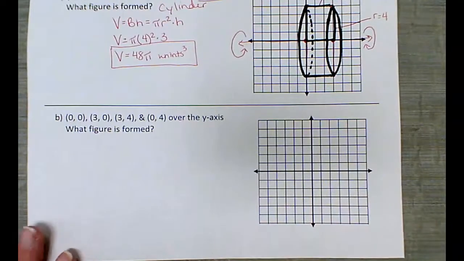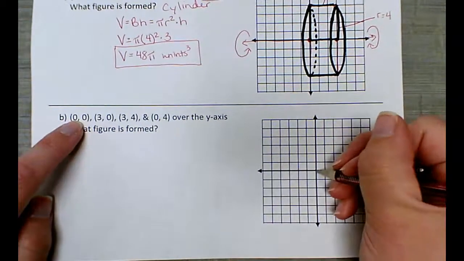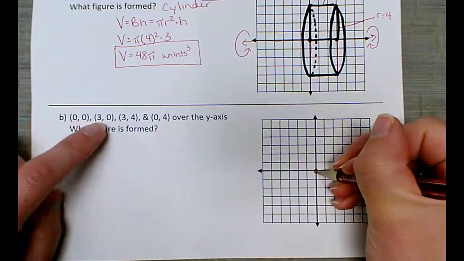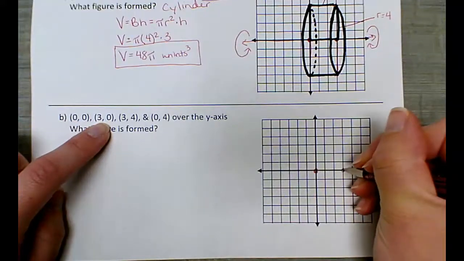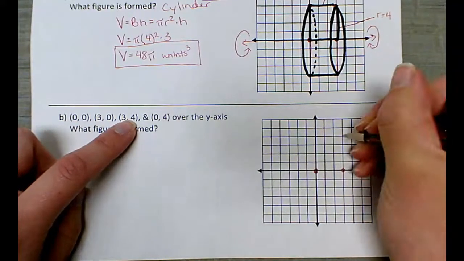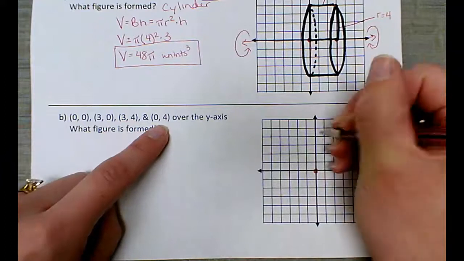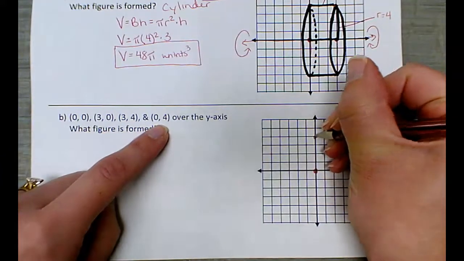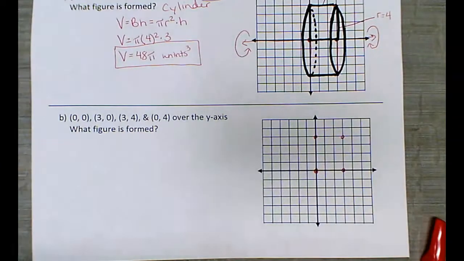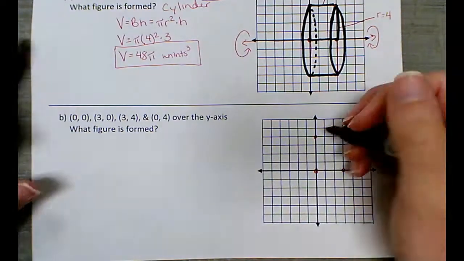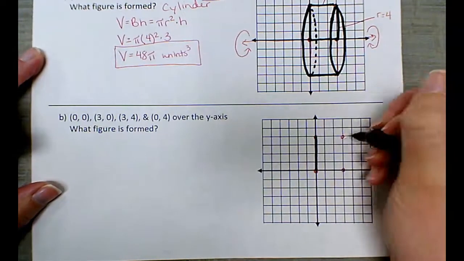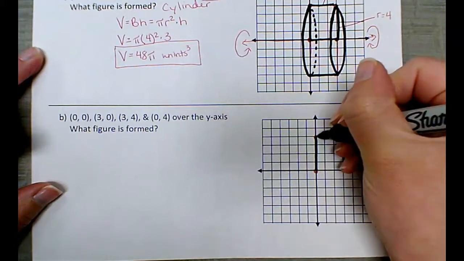Example 1b, we want to graph the points 0, 0; 3, 0; 3, 4; and 0, 4. So the same 4 points. I'm going to go ahead and go over them in Sharpie so that you can see better.